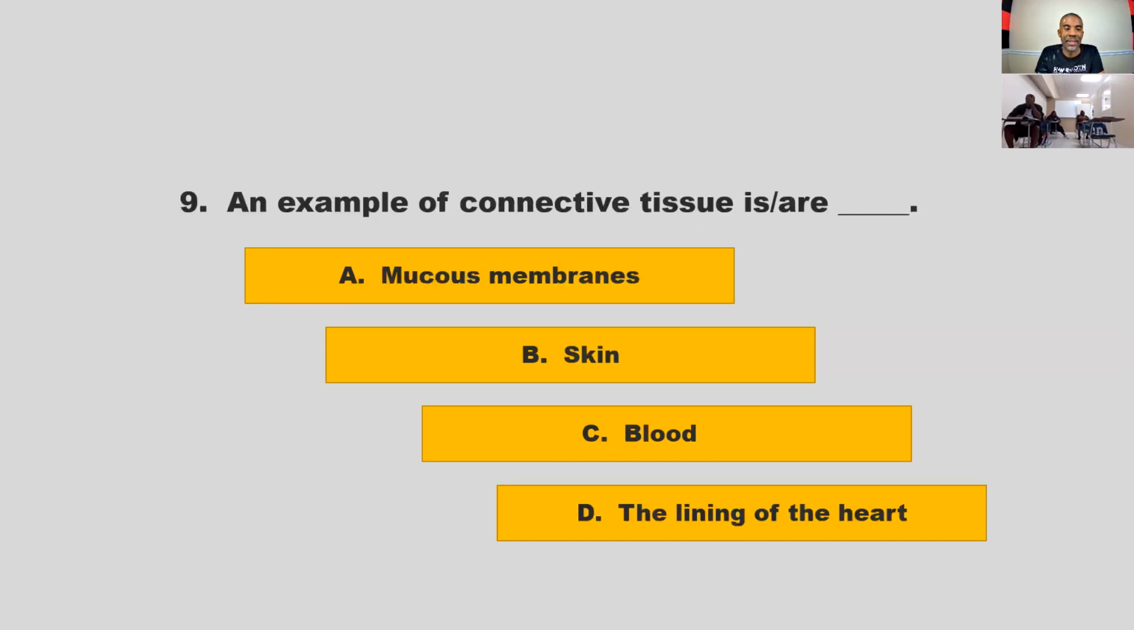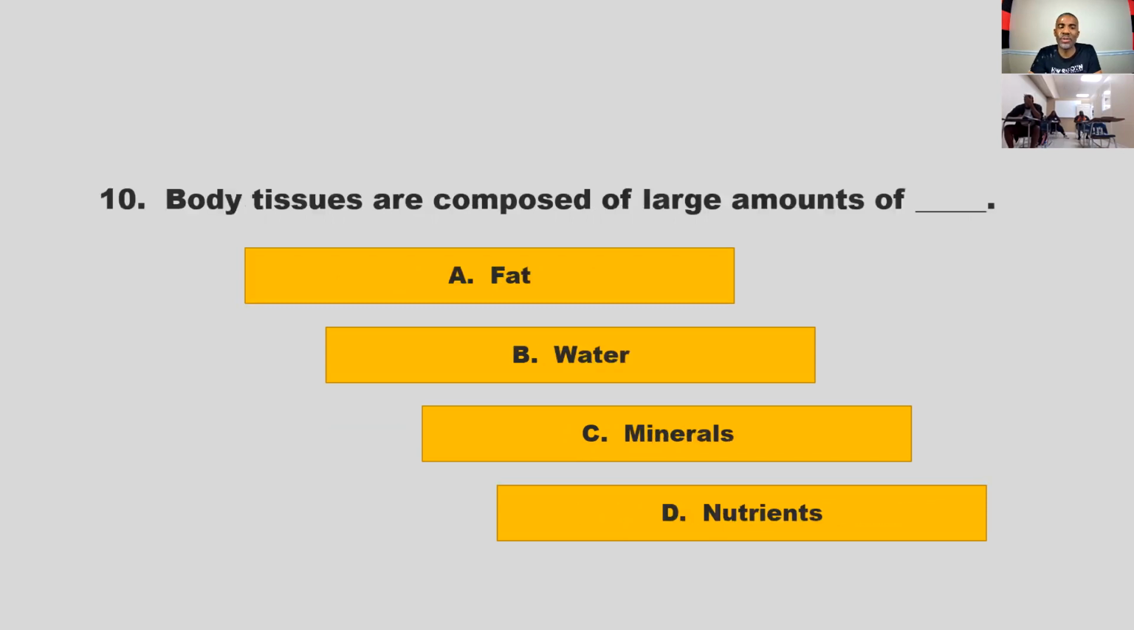It's nerve. So an example of connective tissue is blank. Is it mucous membrane, skin, blood, or the lining of the heart? Blood. That is correct.